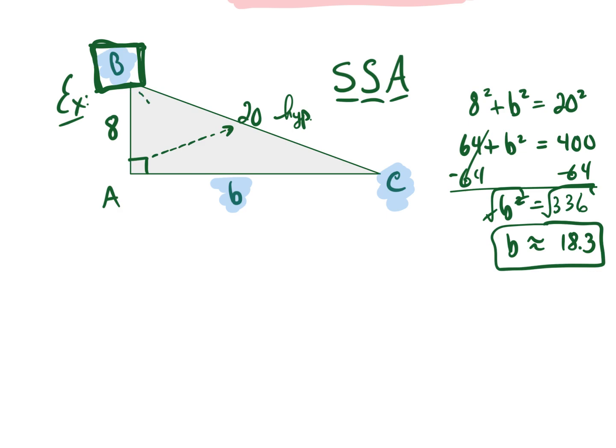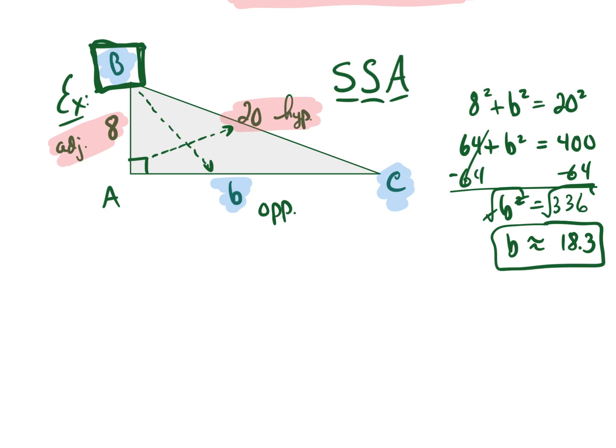The side directly across from the angle we're looking for is called the opposite side. And the side that makes up the angle that's not the hypotenuse is called the adjacent side. Now what you need to do is pick the trig function that involves the two sides we know the length of. So we know the adjacent side is 8 and the hypotenuse is 20.